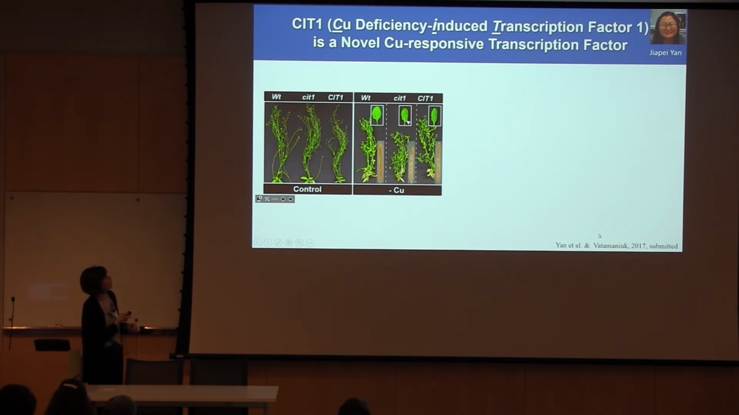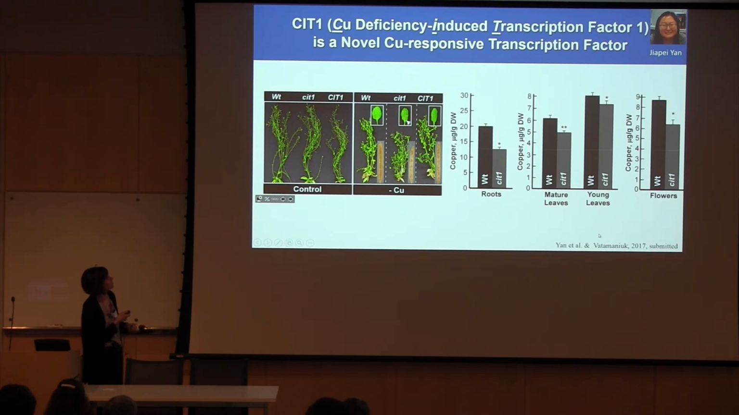We also found that the mutant's increased sensitivity to copper deficiency is associated with a decreased ability to take up iron and move iron in the plant body. For example, here you can see that in a root, the CYT1 mutant has significantly less copper than the wild type, and it's pretty much true for each tissue.